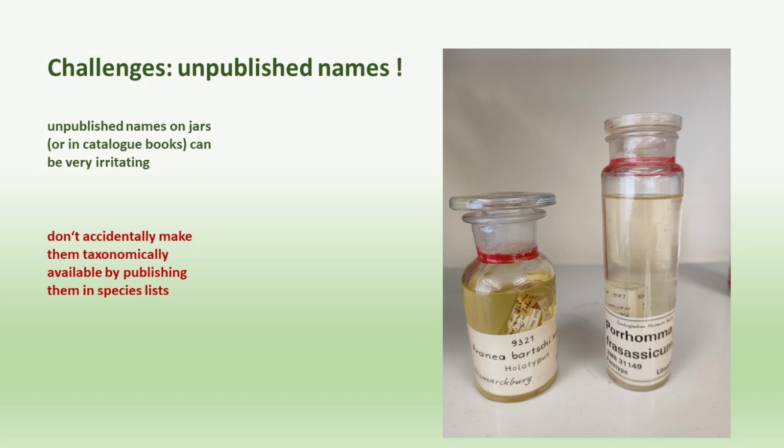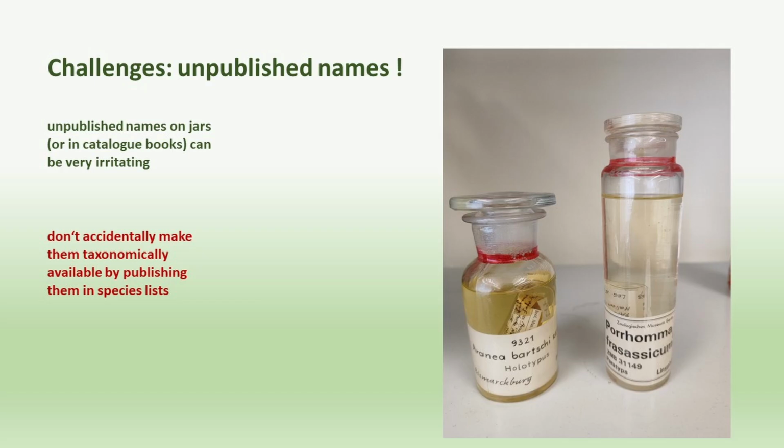They can be on the jar labels, they can also be in the catalogue books, and we have to be a little bit careful not to accidentally include them in published lists of data, because then you make that taxonomic name available. It becomes your name if you published it. And we want to try and identify those and keep them, at least mark them in the databases as unpublished names so that somebody doesn't accidentally use them.